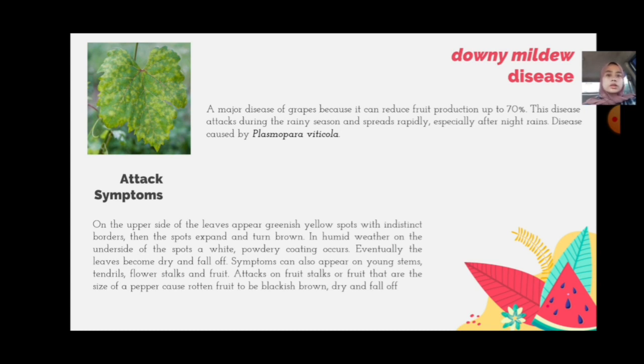Attack symptoms appear on the upper side of the leaf: greenish yellow spots with an inside border. Then the spots expand and turn brown in humid weather, and on the underside of the spot a white coating occurs. Eventually, the leaf becomes dry and falls off. Symptoms also appear on young stems, flower stalks, and fruit stalks. Infected fruit becomes rotten, brown, dry, and falls off.